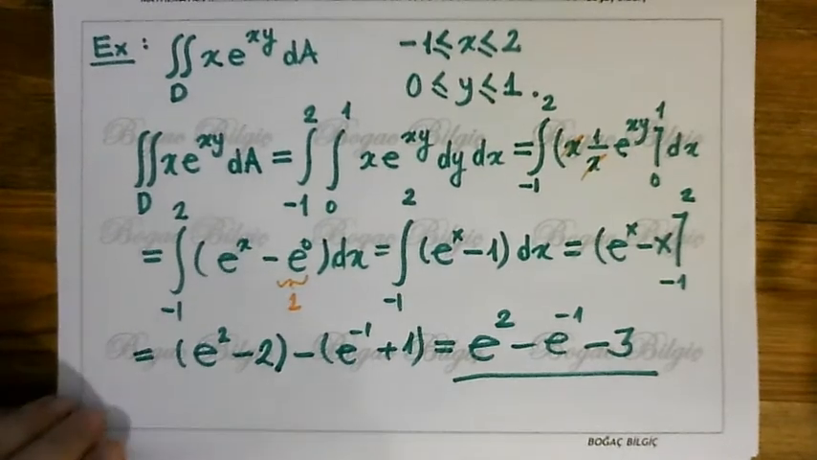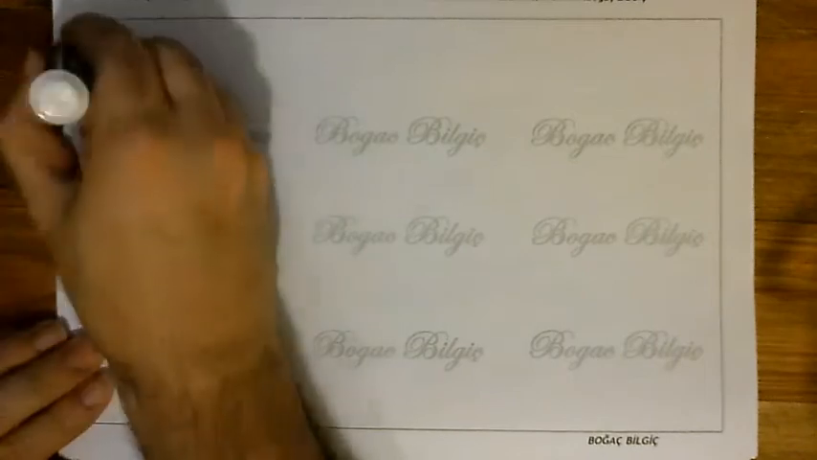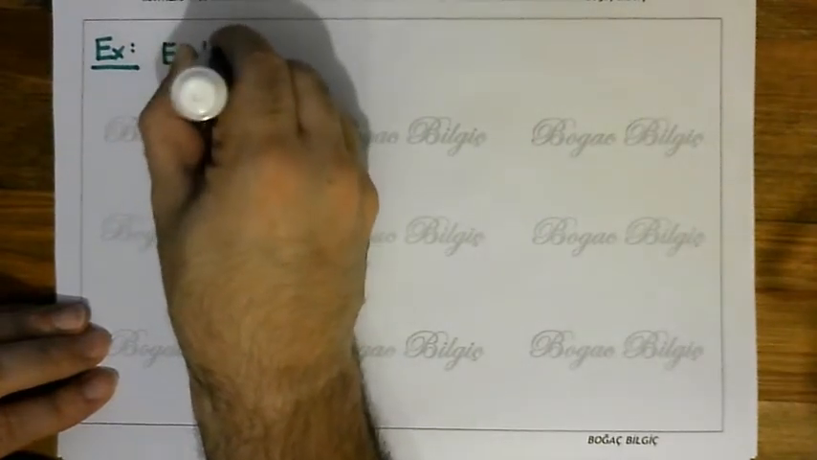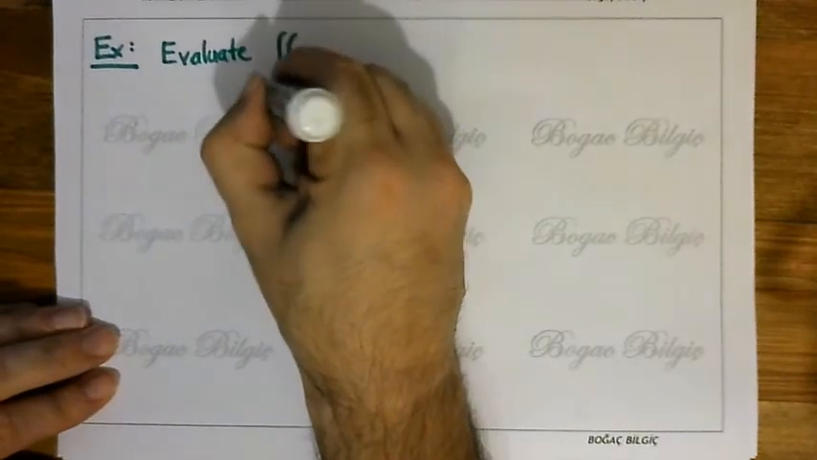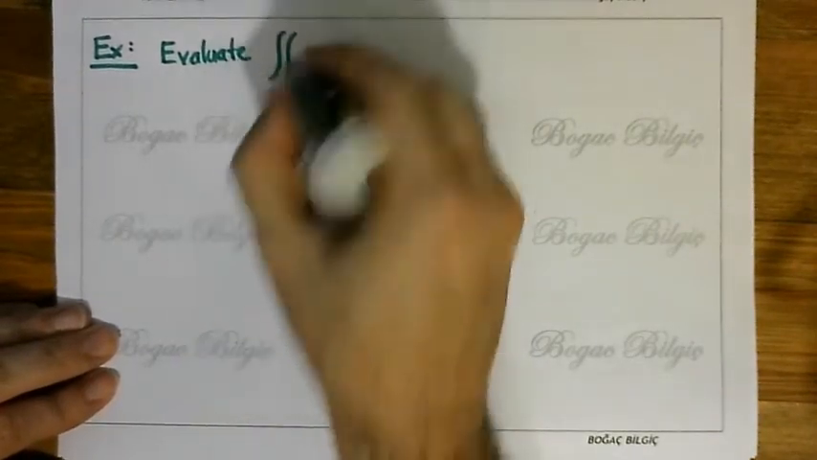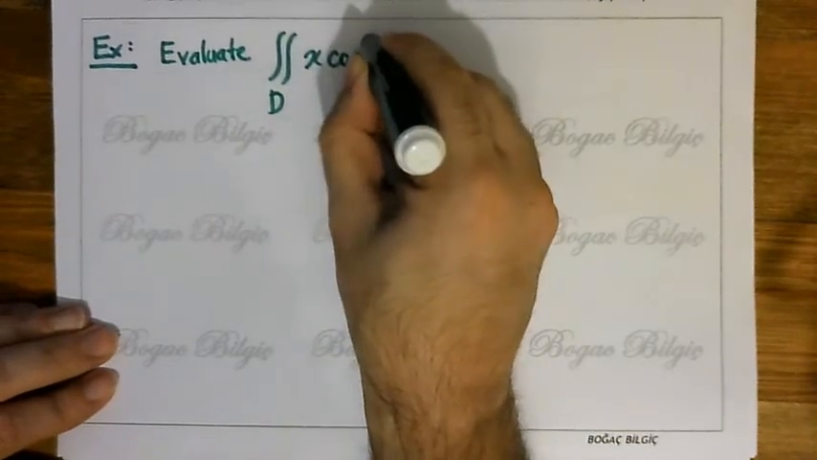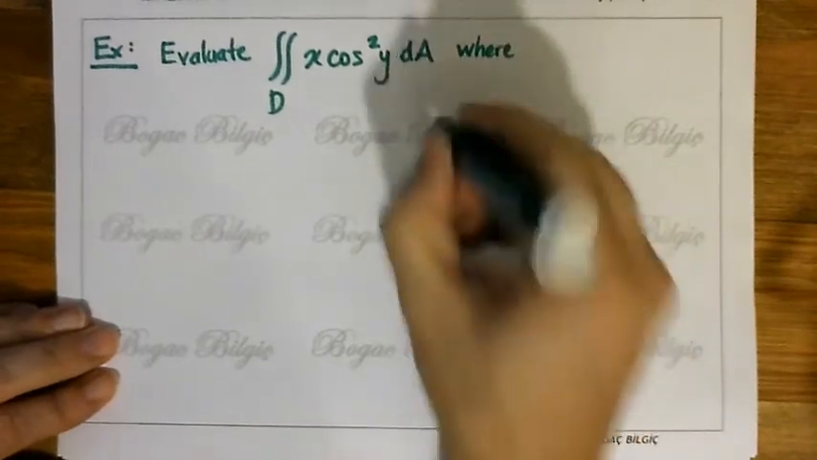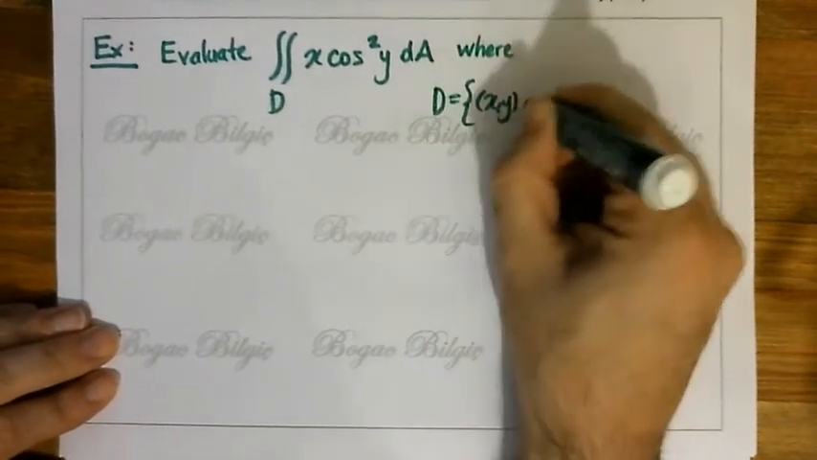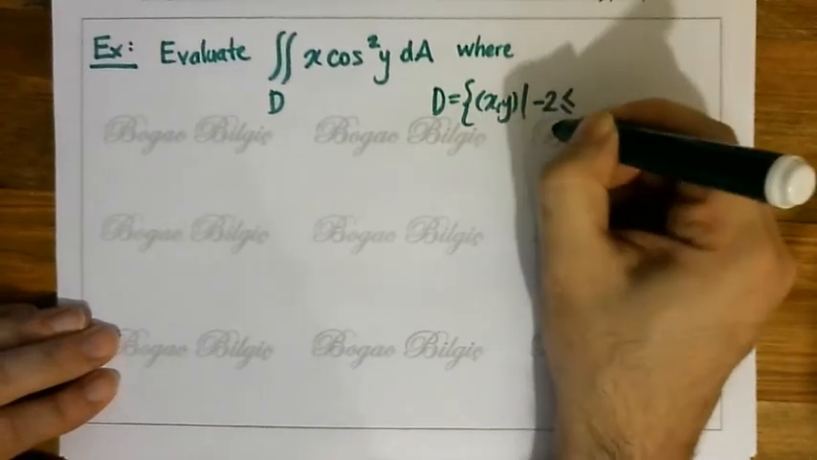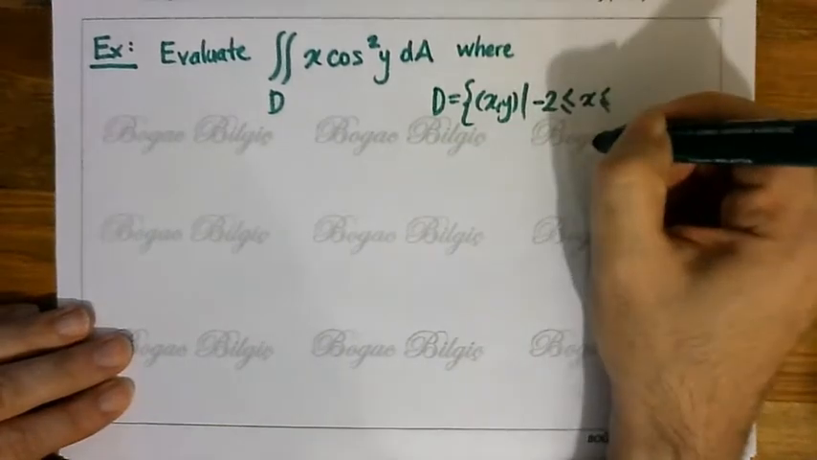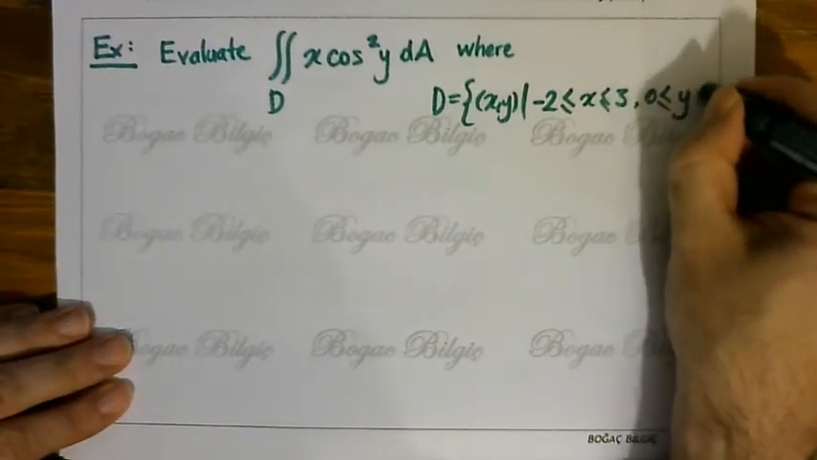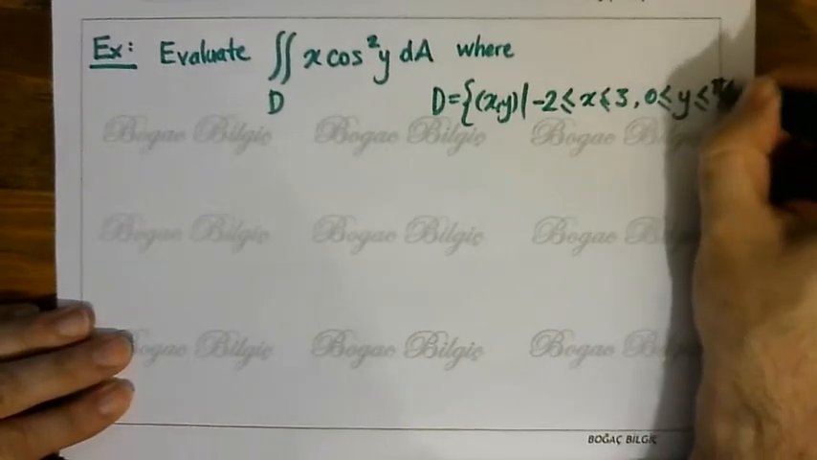Another example. Evaluate the double integral over D of x times cos squared y dA, where D is the set of (x, y) with -2 less than or equal to x less than or equal to 3, and 0 less than or equal to y less than or equal to pi divided by 2.